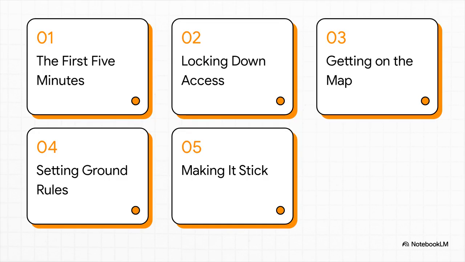Here's our game plan. First, we'll cover the first 5 minutes, just getting connected. Then, and this is crucial, we're immediately going to lock it down. After that, we'll give it an address so it can actually talk to other devices, set some basic traffic rules, and finally, we'll make sure all our hard work doesn't just vanish after a reboot.